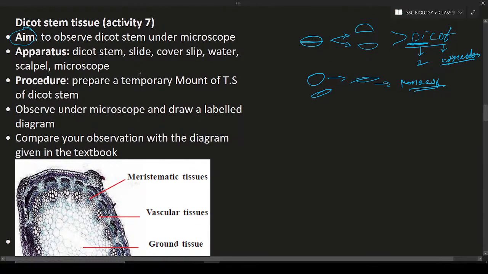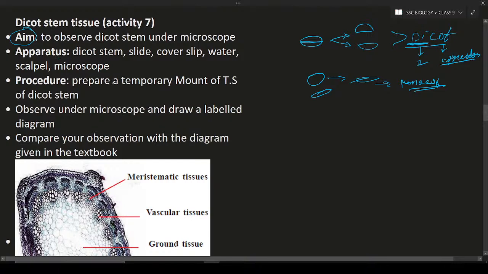So next is apparatus. Apparatus is Dicot stem, slide, cover slip, water, scalpel. These are the things that are necessary for this experiment. You can call the apparatus as materials also. So next is the procedure.